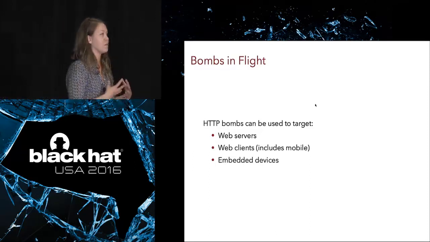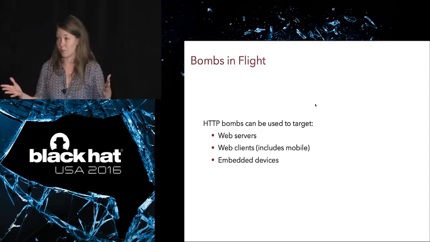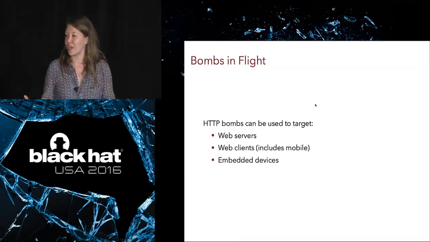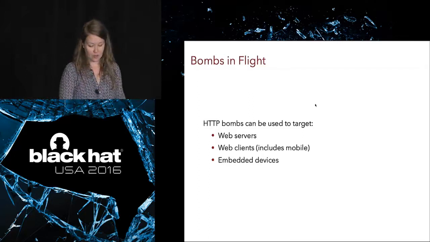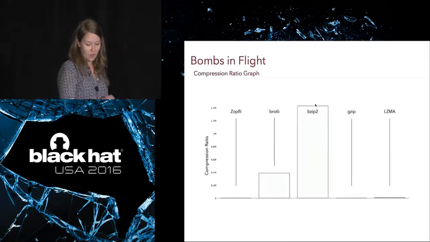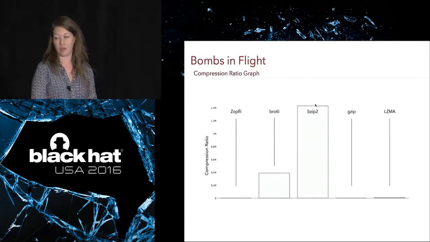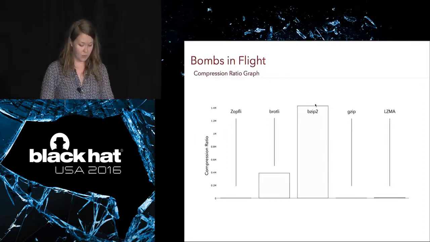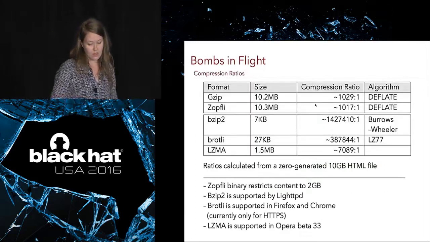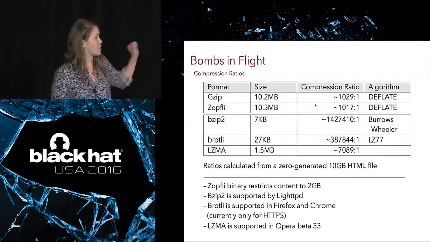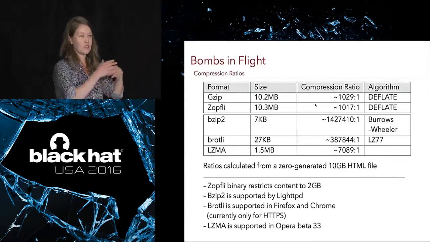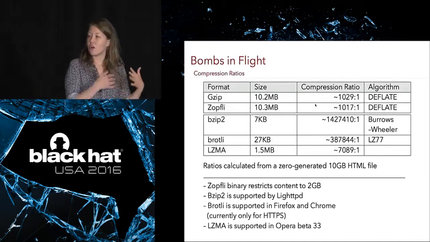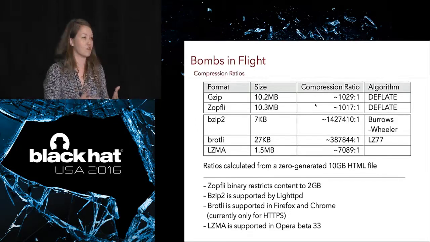These HTTP bombs can be used, obviously, against web servers and web clients, but also any embedded devices. In the Internet of Things, we've got a lot of things that are being put online, and so these bombs could be used to target those as well. Taking a look, bzip2, again not a big surprise, performs the best out of all of them, but Brotli is doing pretty well. It's holding its own. Taking a look at this chart, I've got the delimiter there just to designate the differences between the algorithms, in the sense that the top portion are HTTP compression that is universally supported.